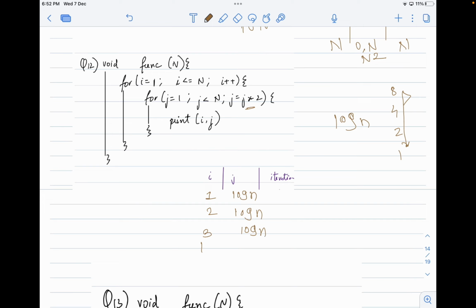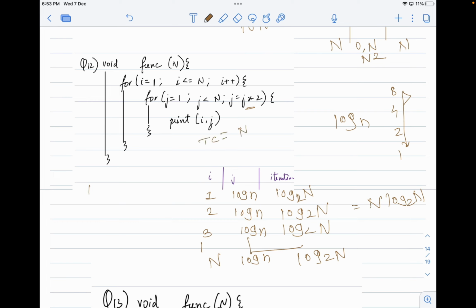So how many iterations will happen? 1 into log n is nothing but log 2 of n. So again log 2 of n, and again log 2 of n. So this will be n, and this will be log n every time, and the total will be log 2 of n. So it is nothing but n into log 2 of n. Got it? The TC of this is nothing but n log base 2 n.